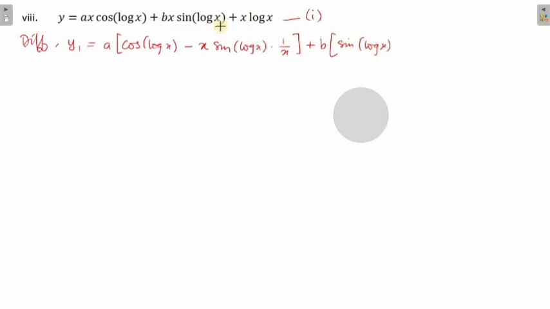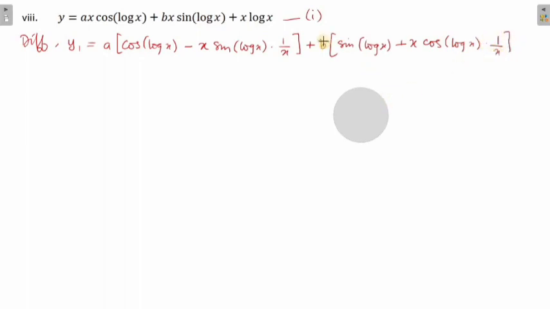Okay, now since you have differentiated x, now we will keep x as it is. Now we will differentiate sine. So differentiation of sine will be cos log x. Now since log x is there, as per chain rule it becomes 1 by x.